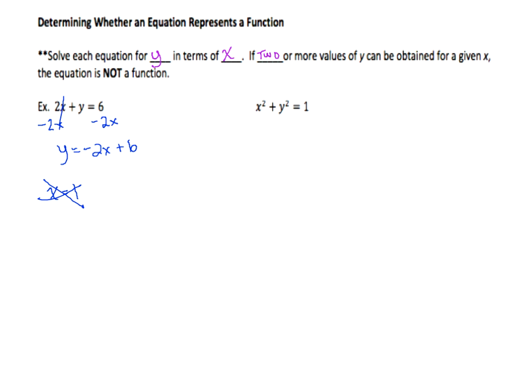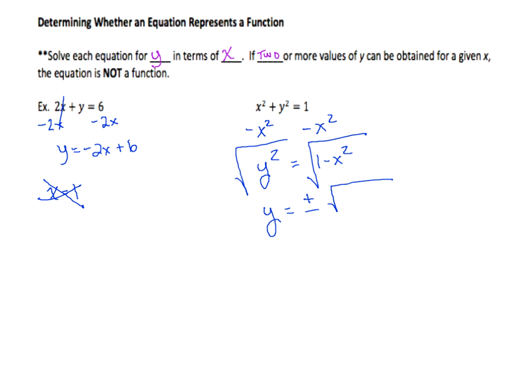So I want to isolate y. I first subtract x squared from both sides. And then I have y squared equals 1 minus x squared. I need to take the square root of both sides to get y by itself. And when I take the square root of both sides, I have to take into account the positive and the negative value of the equation there.